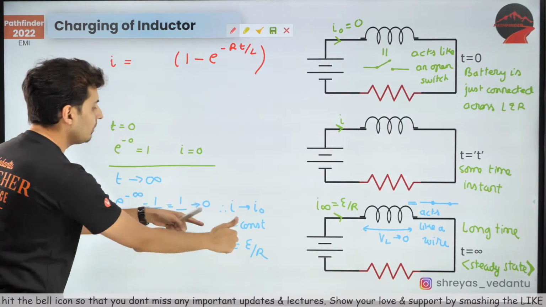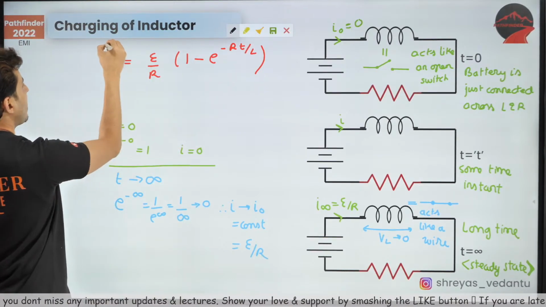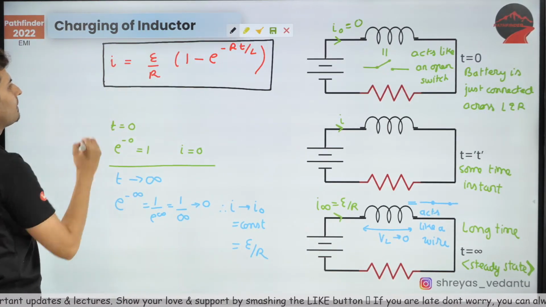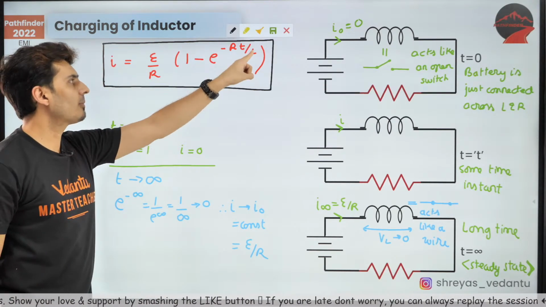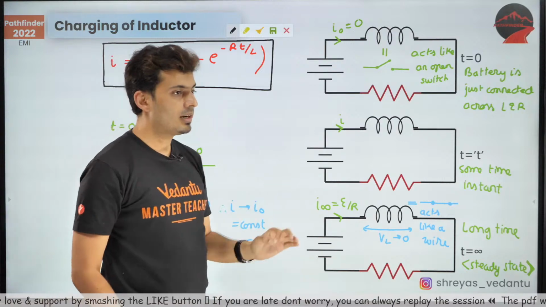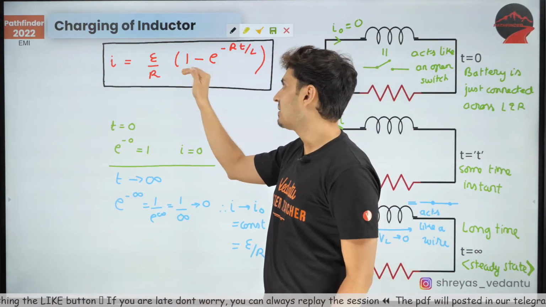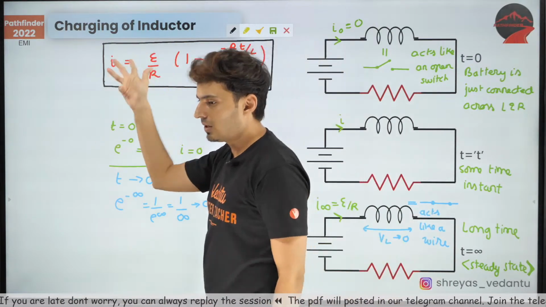Now I can probably also write this equation instead of writing as I naught. I can also put this as E by R, and then this should become your equation, which you must remember. So I is E by R, 1 minus e to the power minus Rt by L. Very important equation for charging. For discharging, only that 1 minus is not there. It's just e to the power minus Rt by L. That's it. Outside it's a constant.